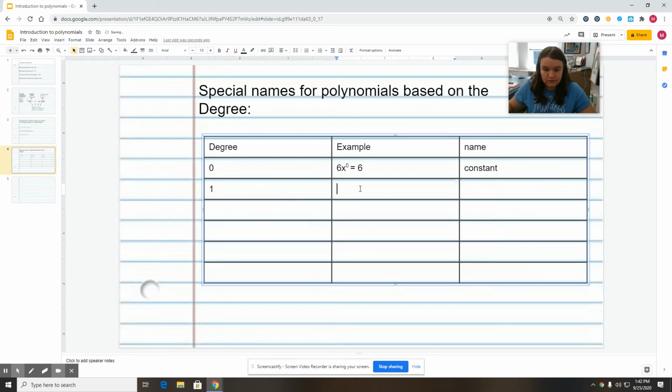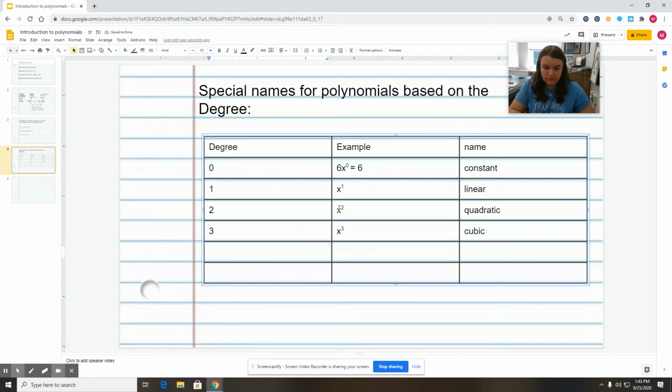If the degree is 1, this is x to the 1st power. You should know this one already. It is linear. Think of your y equals mx plus b. Then 2nd degree is an x squared, and that is a quadratic, which we'll look at a lot this year. Then 3rd degree, we have x to the 3rd, and that is a cubic.